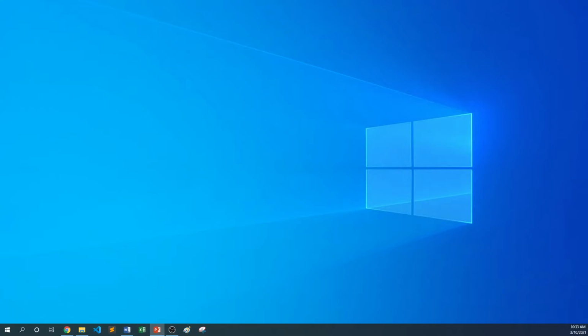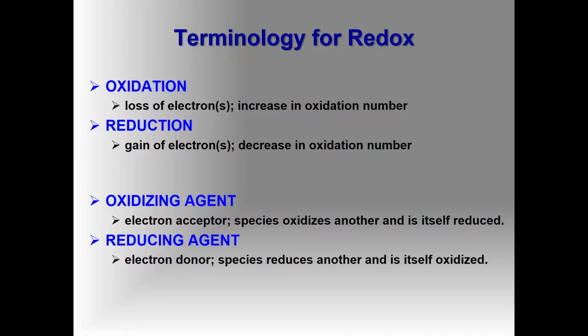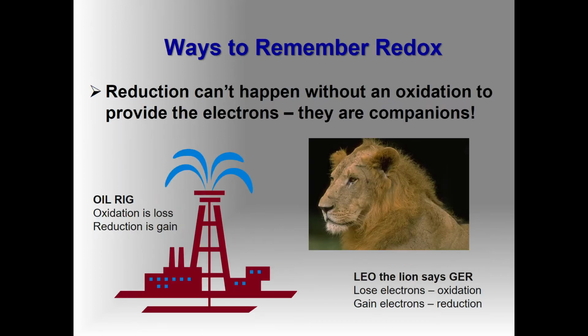So remember, oxidation means a loss of electrons. Reduction means gain of electrons. Oxidation means an increase in oxidation number, and reduction means a decrease in oxidation number. And OIL RIG can help you remember. Oxidation is loss.